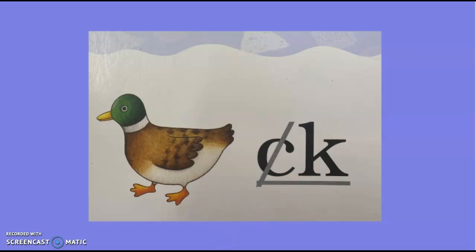The keyword duck helps us remember the K sound, spelled with CK. Here they have the K crossed out because we know we hear the K sound. We don't hear K, K. The blend makes one sound, K.